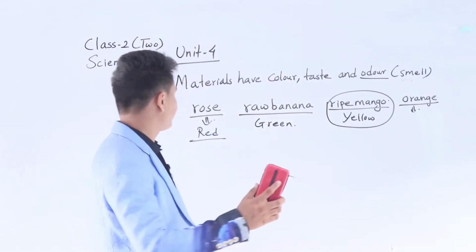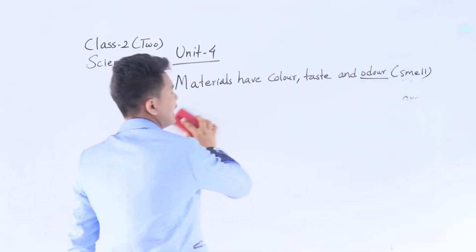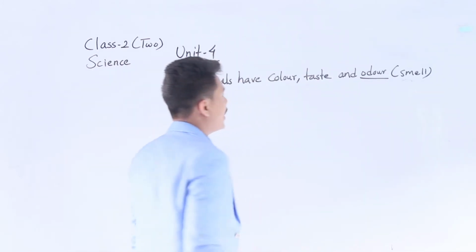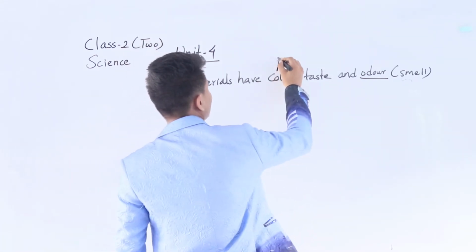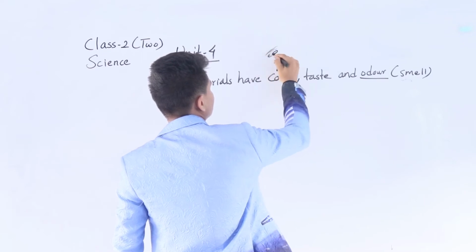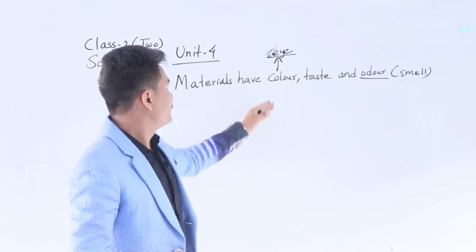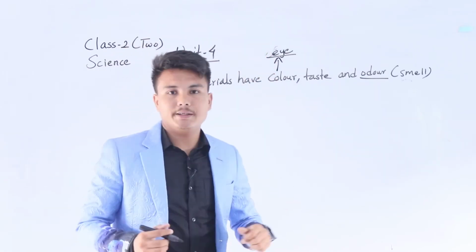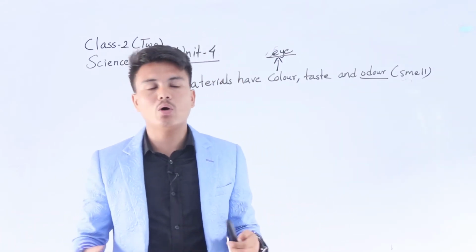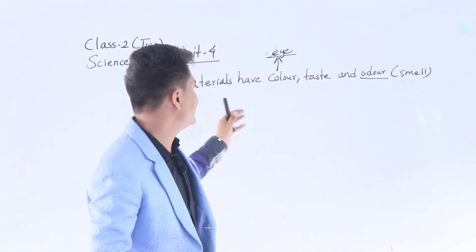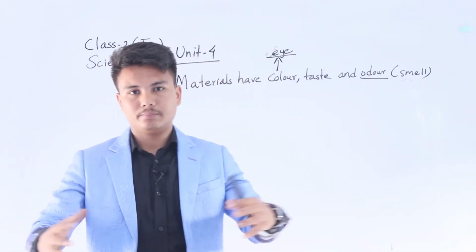Okay, so now you can easily identify the color, taste and odor. So how could you identify the color? By seeing it with the help of your eyes. Okay, so we need what? Eyes. Okay, so imagine if you do not have eyes, then close your eyes, all of you. If you close your eyes, then you can't see anything. All the objects are dark and we can't see the beautiful things in our surroundings.